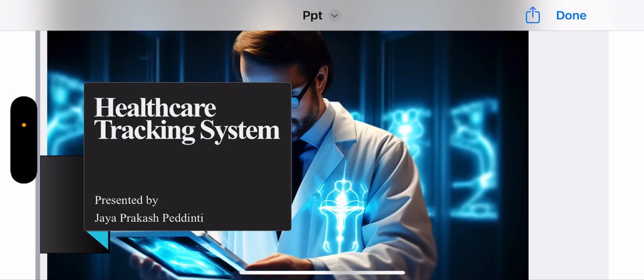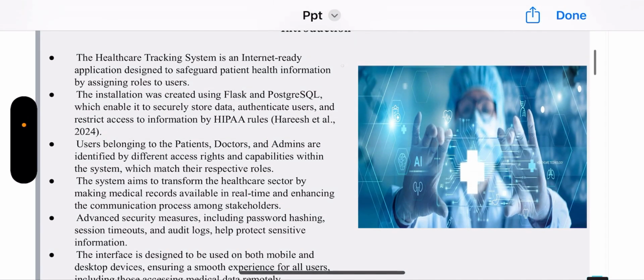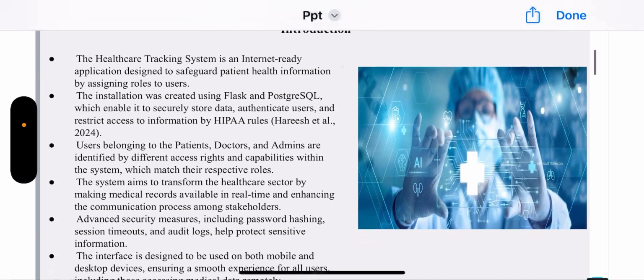Myself, Prakash Pedinti. I'm here to explain the healthcare tracking system. This is my thesis, and I would like to explain it here.